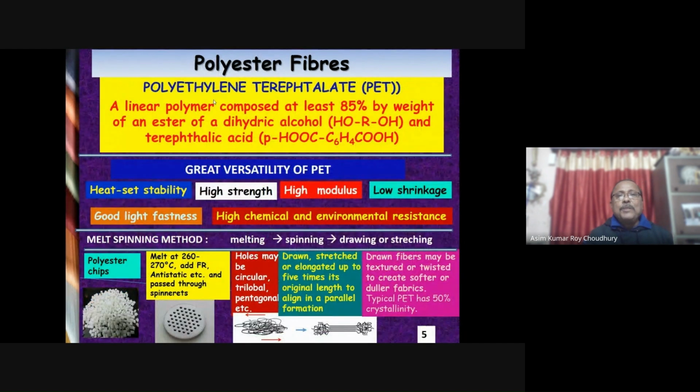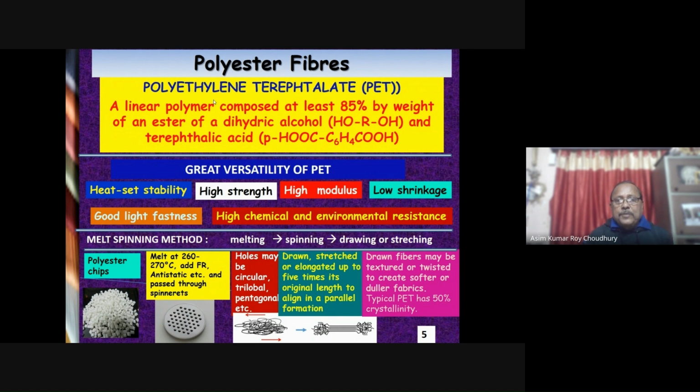Now, the most important synthetic fiber is polyester fiber. It is a linear polymer containing 85% of an ester of dihydric alcohol and terephthalic acid. Polyester has great versatility: heat set stability, high strength, high modulus, low shrinkage, good light fastness, and high chemical and environmental resistance. Most of the synthetic fibers are prepared by the melt spinning method.